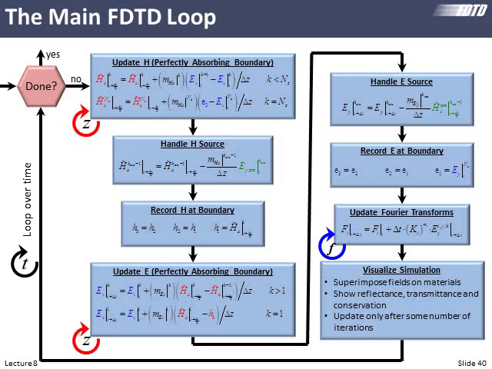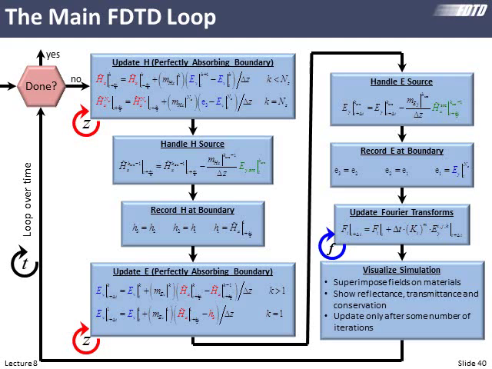So we enter our time loop, and the first thing we'll do is update the H field from the curl of the E field, also incorporating our perfectly absorbing boundary term, E sub 3. Then we handle the source. Once we're done updating and looping over Z, at the one point which is in the scattered field, we'll update the source, or include that source correction. Then we record the H field at the boundary. Then we update the electric field, incorporating that perfectly absorbing boundary using that term H sub 3.